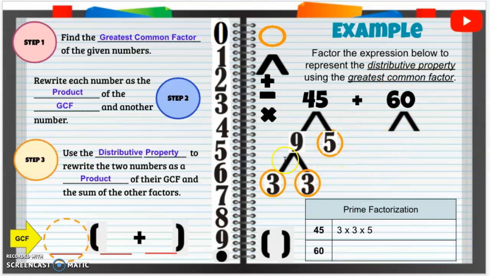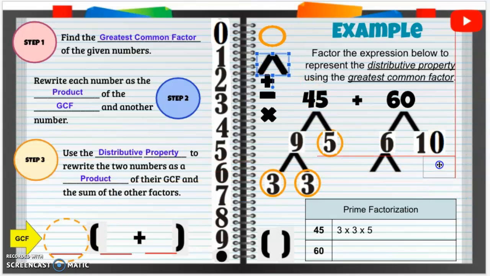Let's try 60. What times what equals 60? The most obvious one is 6 times 10. If you do it a different way, that's absolutely fine. So I'm going to do 6 times 10 here. Now, can I factor these down? Yeah, I can factor both of them. Neither of them are a prime number. So 6 and then 10, we can factor both of them. It's going to look like a pretty Christmas tree.